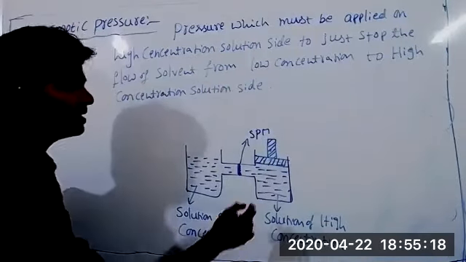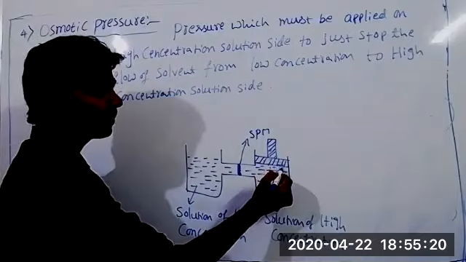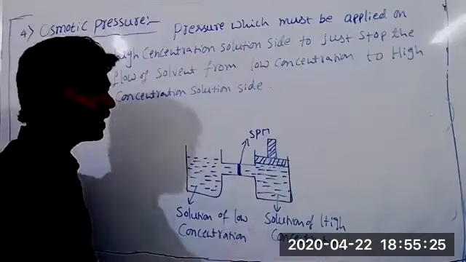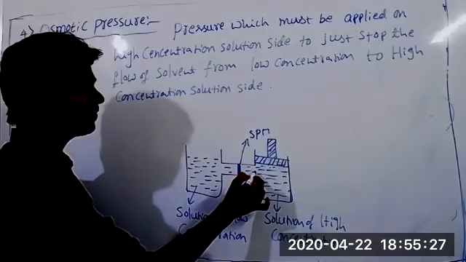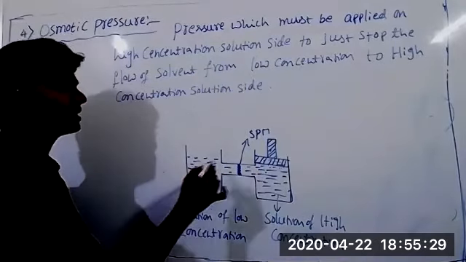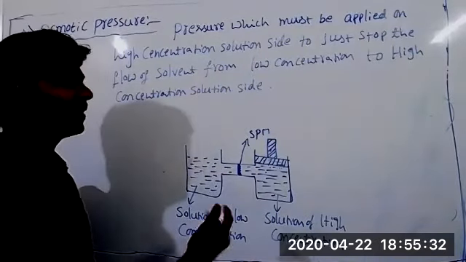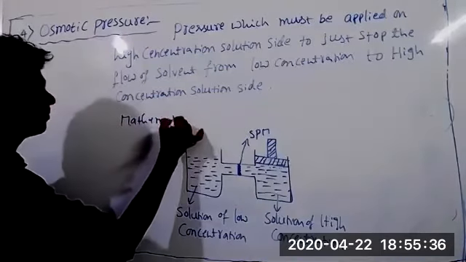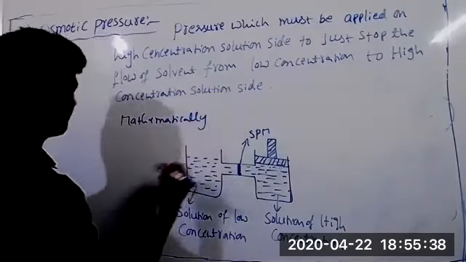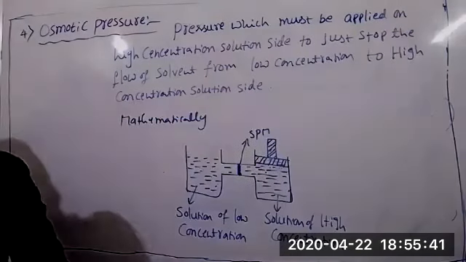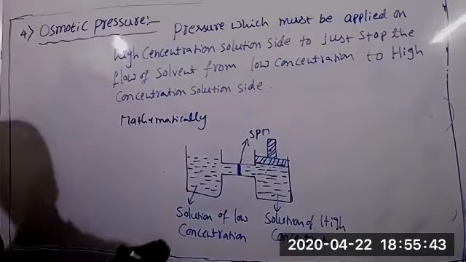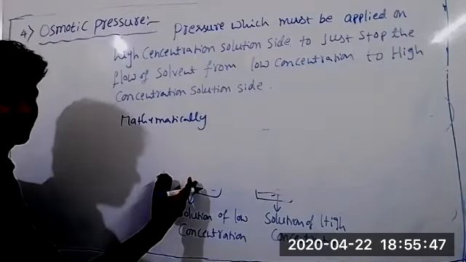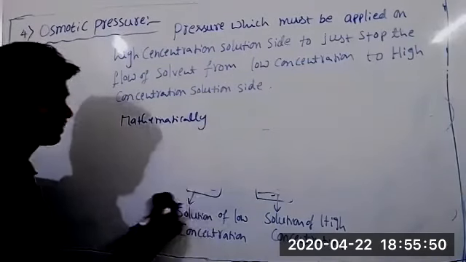Reverse osmosis definition: the pressure which must be applied on the solution side must be more than osmotic pressure to bring a movement of solvent from high concentration to low concentration. That's called reverse osmosis. Okay, later I will give you that definition. Now, write mathematically. Did you draw this diagram? Yes, sir. Okay.